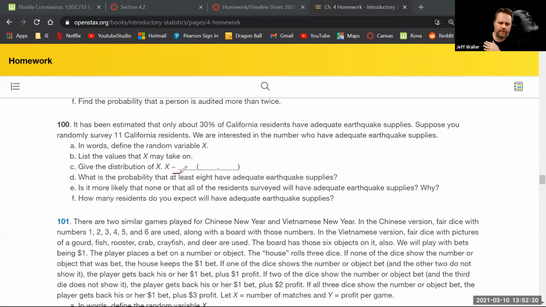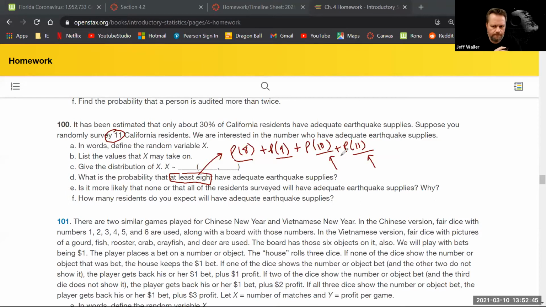So at least 8 means 8 or 9 or 10 or 11, because in this case, 11 is the most I can have. You have to do the formula for each one of these and then add them up. My warning was they get kind of tiny the further up you go. It's like a C stuff, like 11C8. So for 8, it would be 11 choose 8.